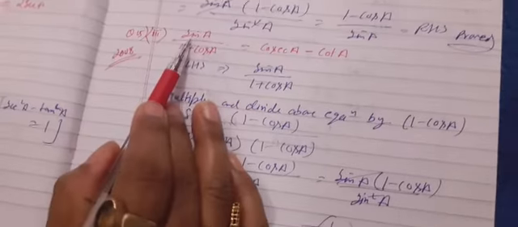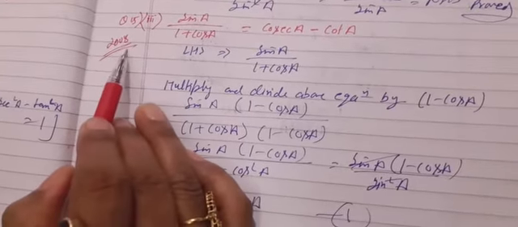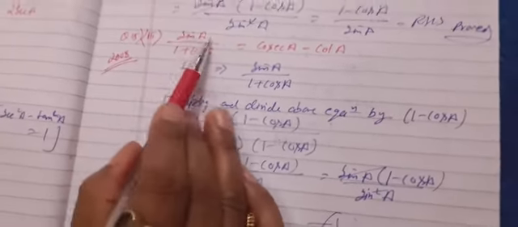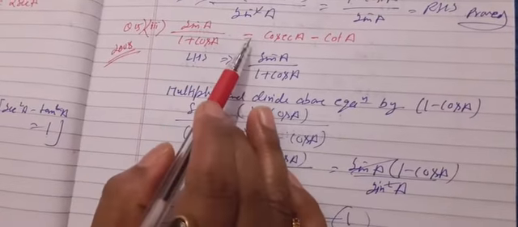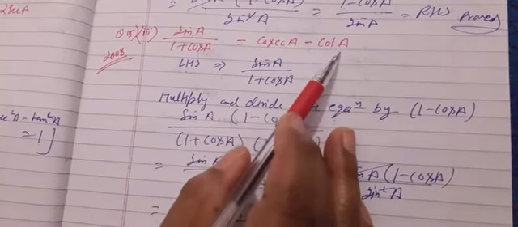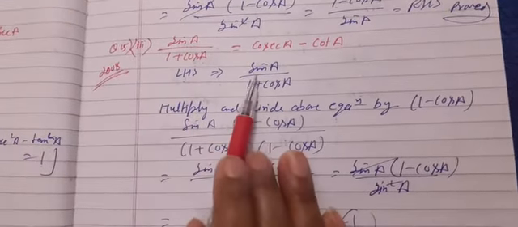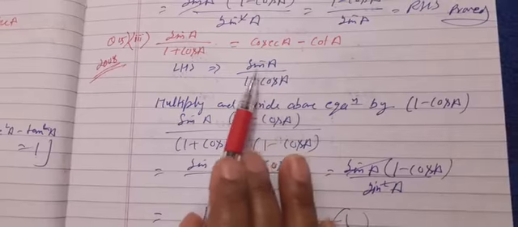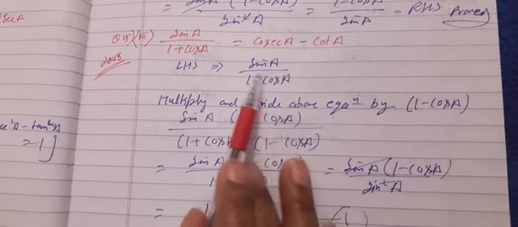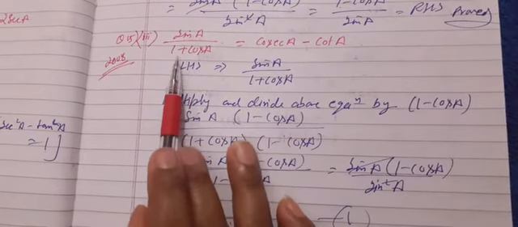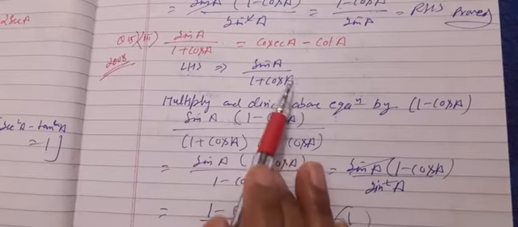Now question number 15, third sub question. We need to prove, this question is of the 2008 ICSE board, sin A upon 1 plus cos A is equal to cosec A minus cot A. So I'm going to start it from LHS. Already we have solved it, so I'm just explaining to you. Sin A upon 1 plus cos A I have copied.